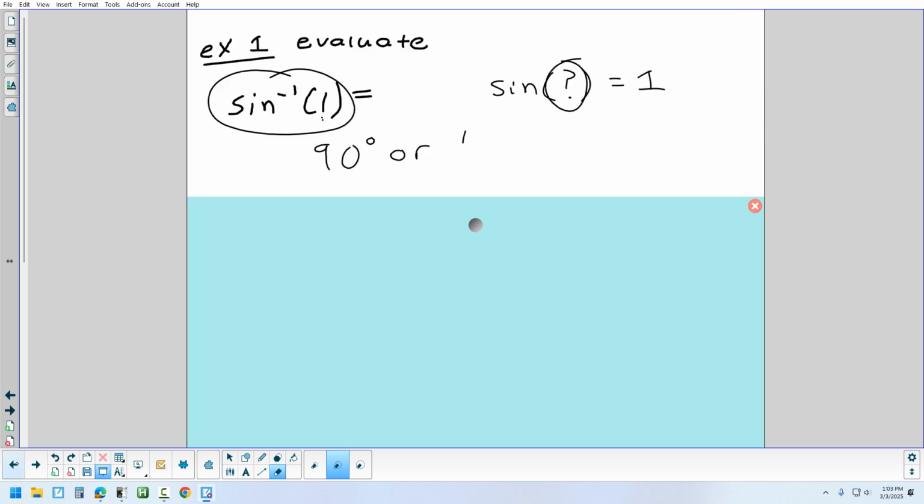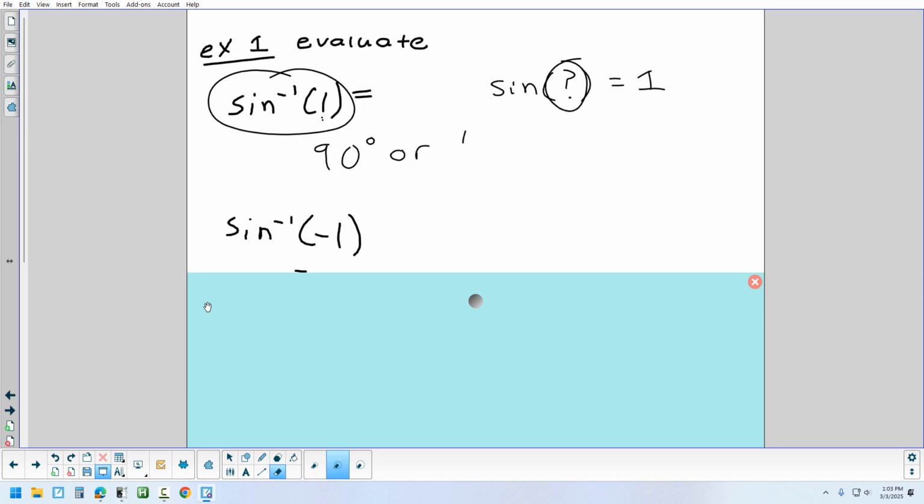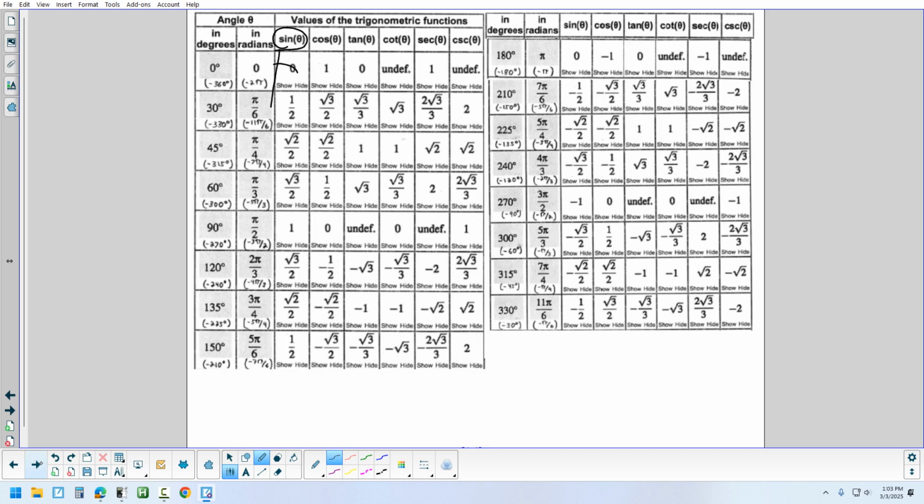Let's try another one. So the inverse sine of negative 1. Okay, so what does that mean you're really trying to figure out? The sine of what angle would come out to negative 1? So you're going to go to negative 1 in the sine column and go down till you find the angle. Okay, so what angle is in the row for the negative 1 in the sine column? 270. Okay, so we're right here. Right, we're looking at this row.